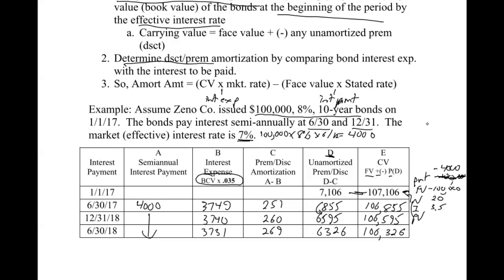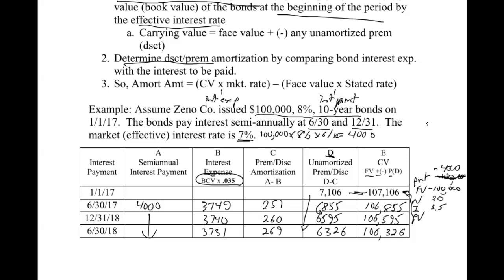106,326. A couple things I want to point out to make sure you're noticing this. This column D, notice how it is going down to 0 because we're amortizing that premium. And the carrying value, as I said in prior videos, notice how carrying value is going down, but don't think of it that way. The carrying value is always going towards face value. It started at 107,106, so it's going to go down to 100,000.